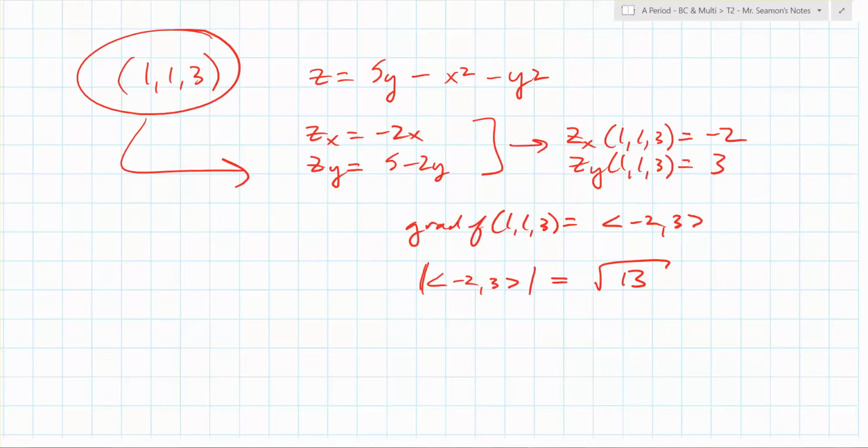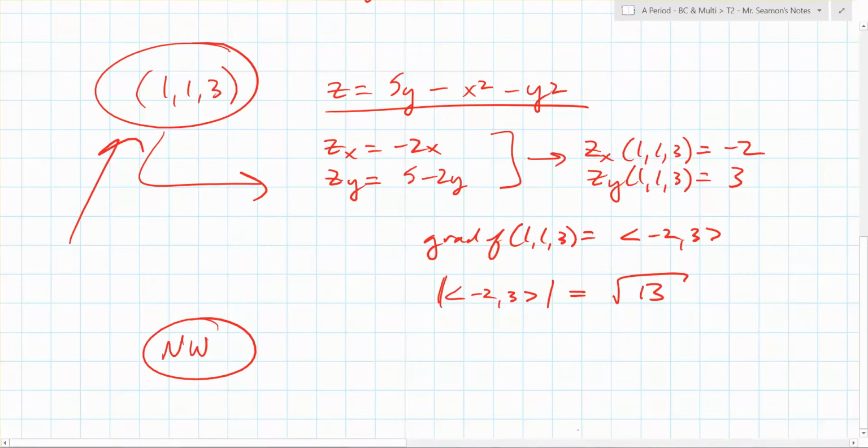Does that make sense? Does that gradient have to be a unit vector? Is that a unit vector? No, it's not. The gradient does not have to be a unit vector, or this would really be a boring world because everything would be moving at the same speed all the time.